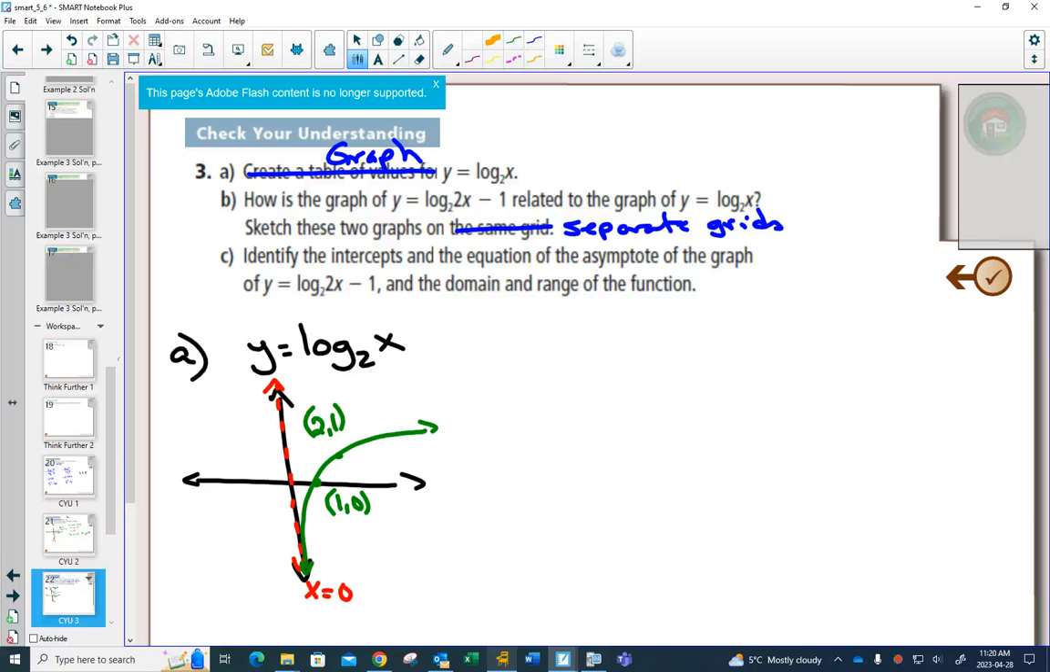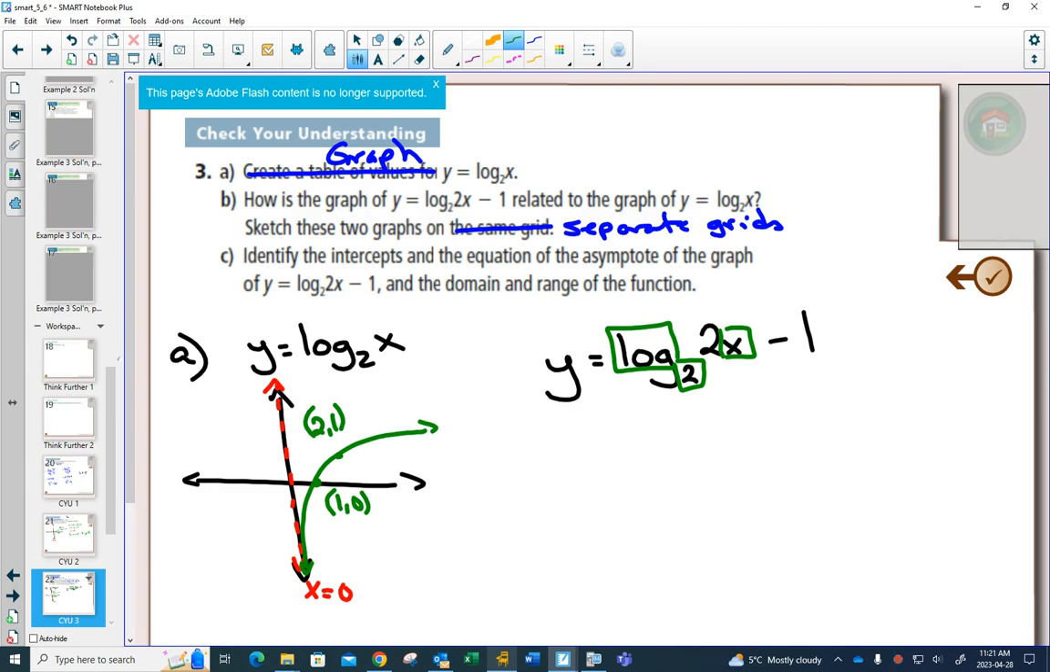And next, we want to graph y equals log base 2 of 2x minus 1. And what you have to recognize when you're graphing a log graph with transformations is, what was the parent graph? Well, that's easy to see. Can you see that the base was 2? So here is our parent graph written in the equation. Log base 2 of x.